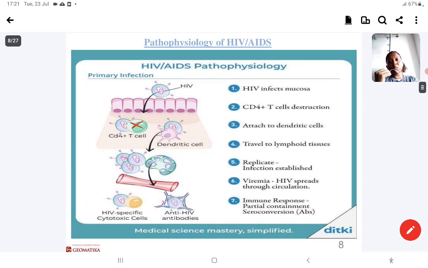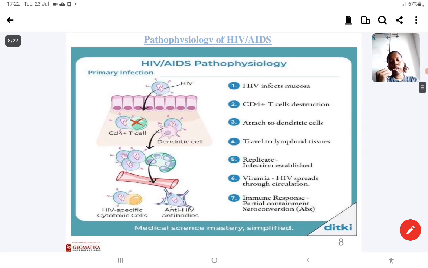Okay, this picture explains the pathophysiology of HIV and AIDS. First, HIV infects the mucosa. Second, CD4 plus T cells are destroyed and attach to the dendritic cell, which travels to the lymphoid tissue and replicates. Infection is established and viremia occurs, where HIV spreads through the circulation. The last one is the immune response, with partial containment and seroconversion. Okay, next we move to the next slide.